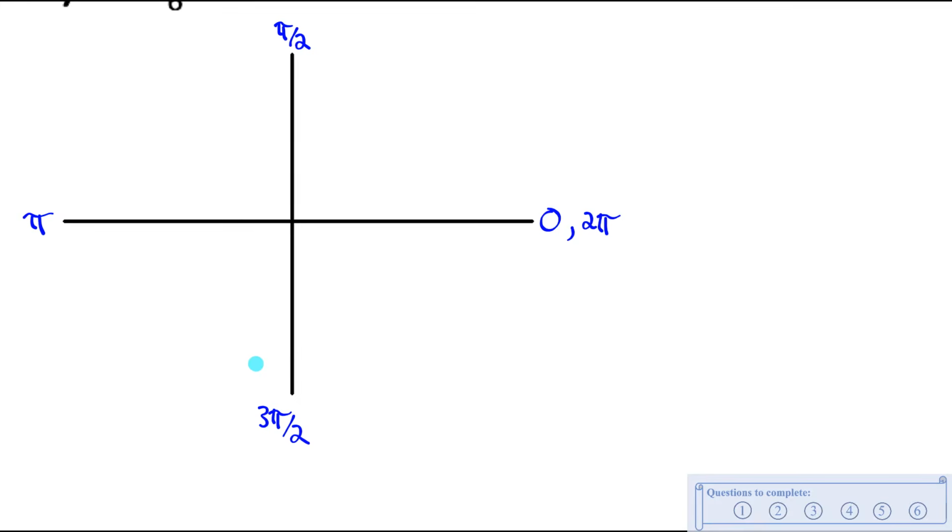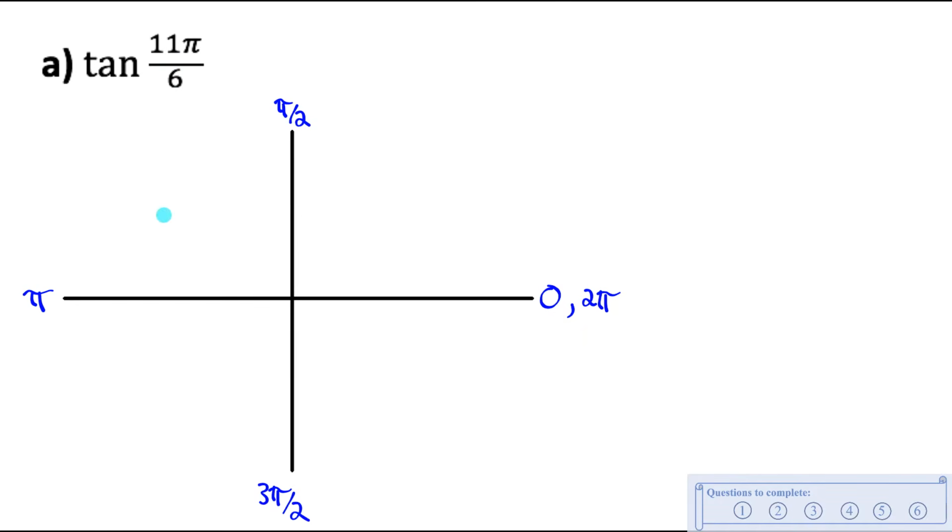Those are coterminal. Since I want the tan ratio of 11 pi over 6, what I need to do is draw a terminal arm that has rotated 11 pi over 6 radians. That's really close to 2 pi. It's close to 12 pi over 6. Let me draw it.